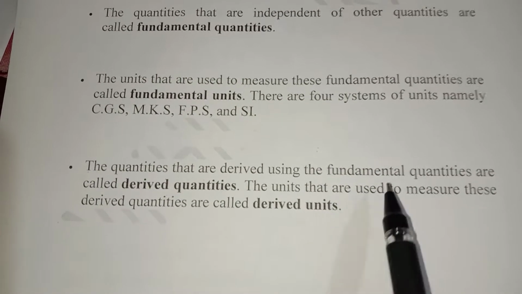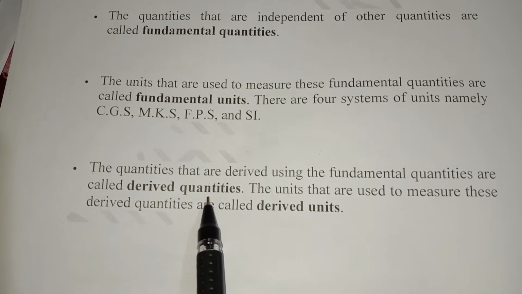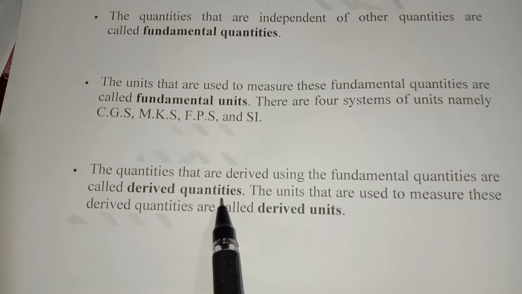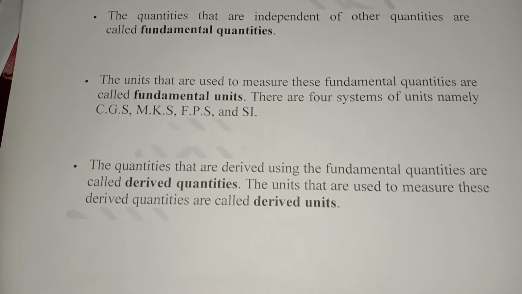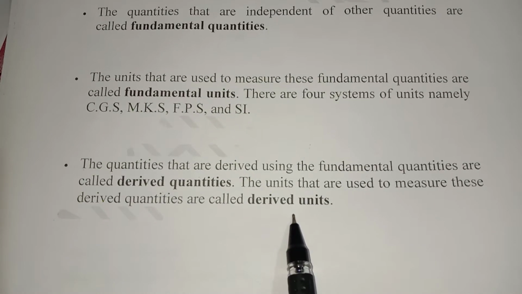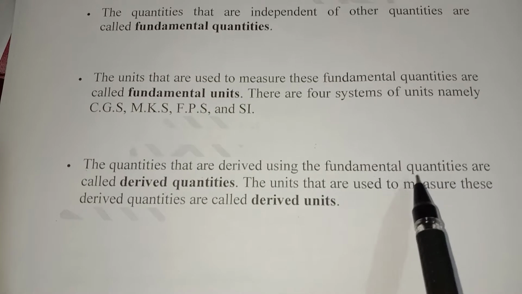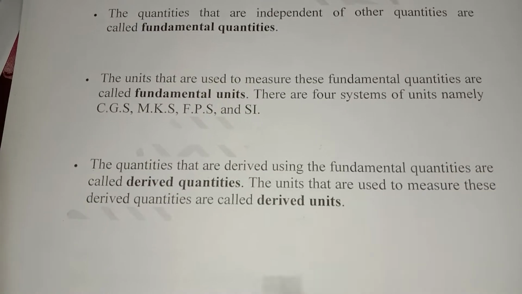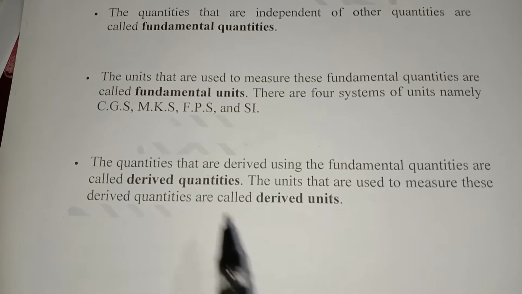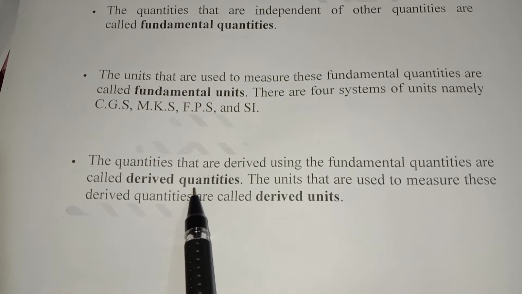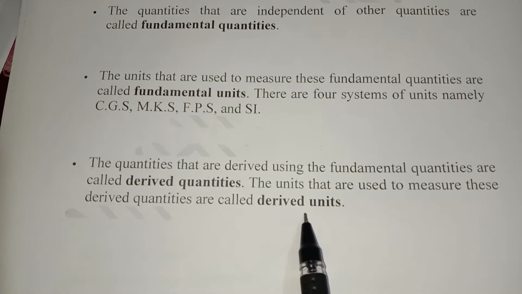वो यूनिट जो फंडामेंटल क्वांटिटी की हेल्प से बनते हैं उनको हम डिराइव्ड क्वांटिटी कहते हैं. और डिराइव्ड फिजिकल क्वांटिटी को मेज़र करने के लिए जिस यूनिट की रिक्वायरमेंट रहती है उसे हम डिराइव्ड यूनिट कहते हैं. मैं फिर से रिपीट कर रहा हूँ, जो क्वांटिटी फंडामेंटल क्वांटिटी की हेल्प से डिराइव होती है उन्हें हम डिराइव्ड क्वांटिटी कहते हैं. और उन डिराइव्ड फिजिकल क्वांटिटी को मेज़र करने के लिए जिस यूनिट की रिक्वायरमेंट रहती है उसको हम कहते हैं डिराइव्ड यूनिट.